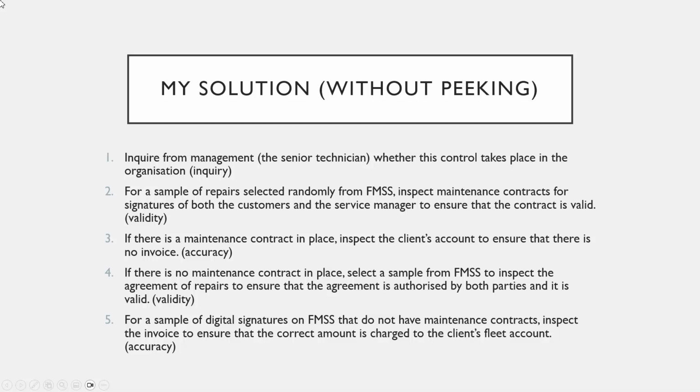And then now for accuracy of the people who do not have maintenance contracts, for a sample of digital signatures on FMSS that do not have maintenance contracts. So I've zoned it in, I've brought it in. I've shown my examiner that I know what samples are because I can't test every single maintenance contract that is there, or I can't test every single invoice that is there. So typically we select samples when we're making sure that controls have been performed adequately throughout the year.